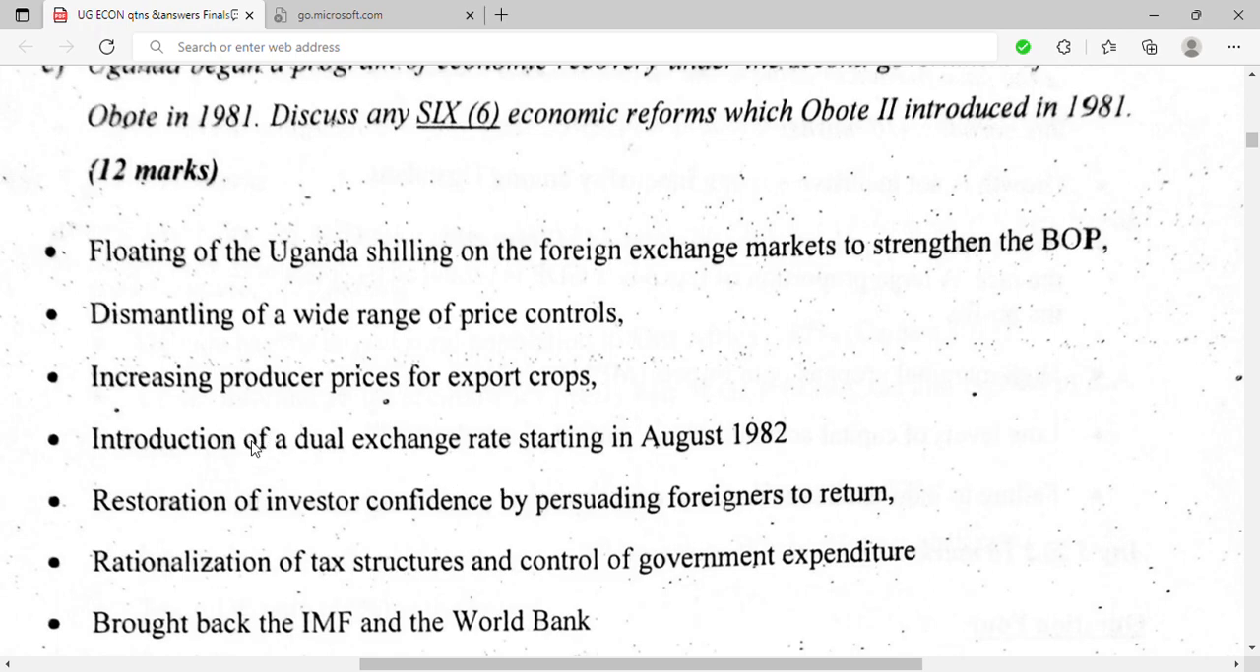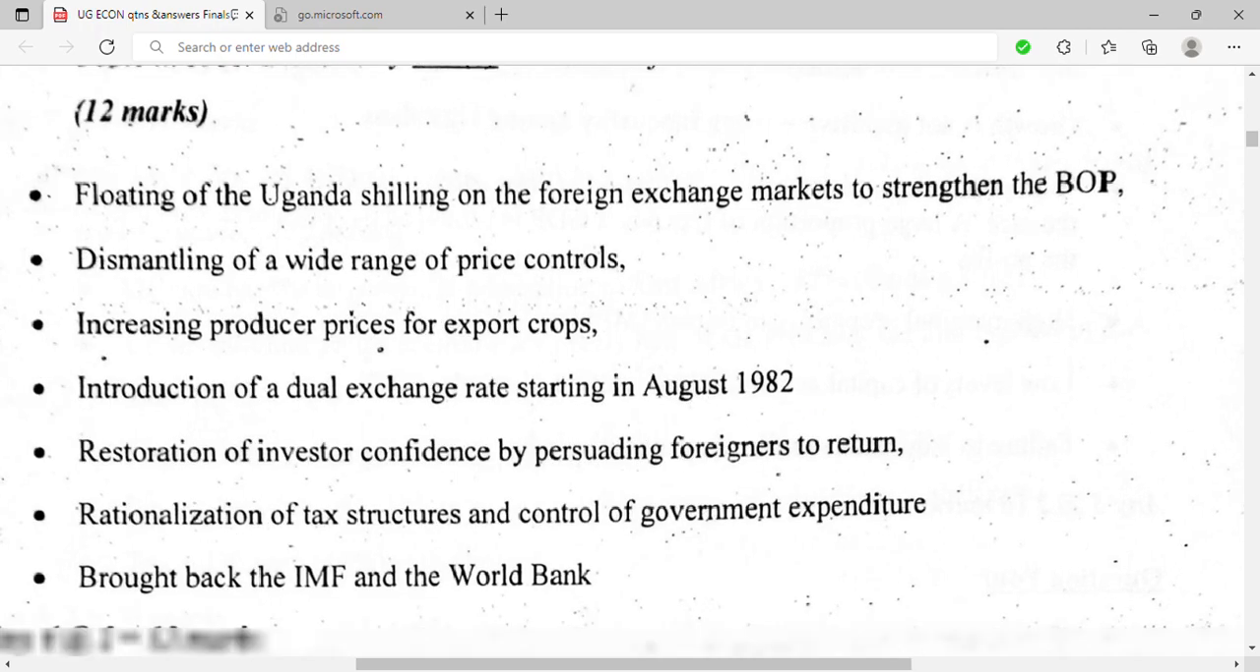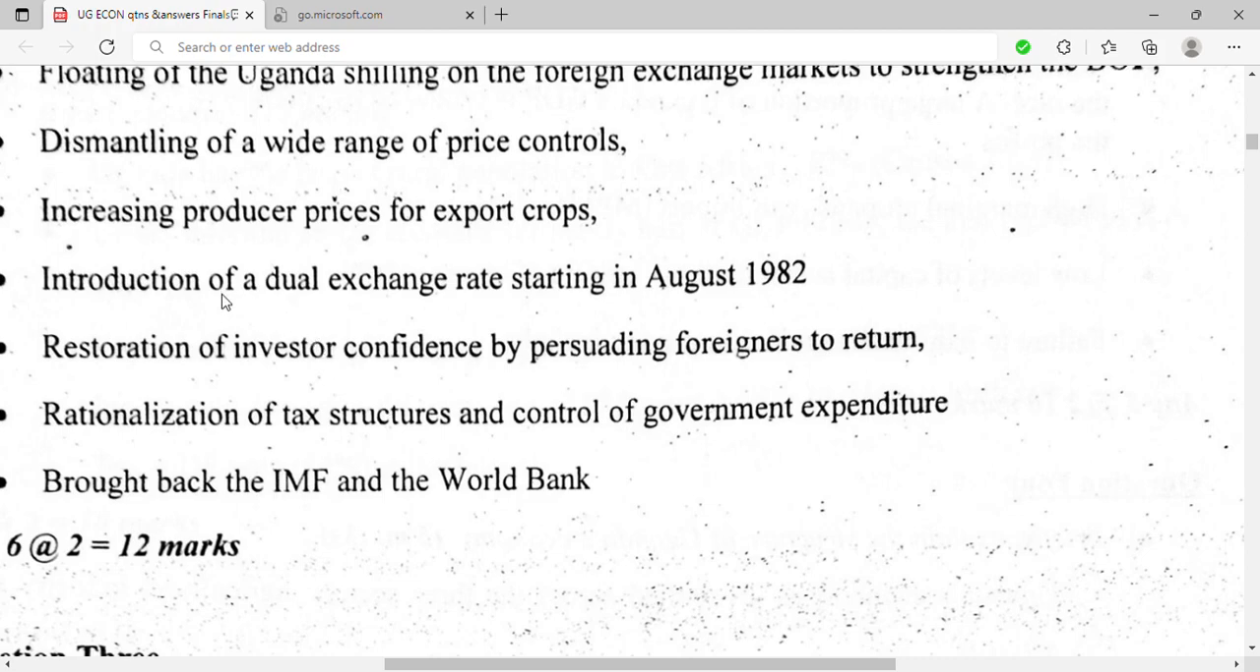Then he introduced a dual exchange rate starting in August 1982. He introduced an exchange rate for the essential products and then another exchange rate for the non-essential products. Then another one was restoration of investor confidence by persuading foreigners to return. Remember that foreigners had been chased away in Amin's regime. So he convinced them to return to Uganda, that Amin had left power, please come back and invest.